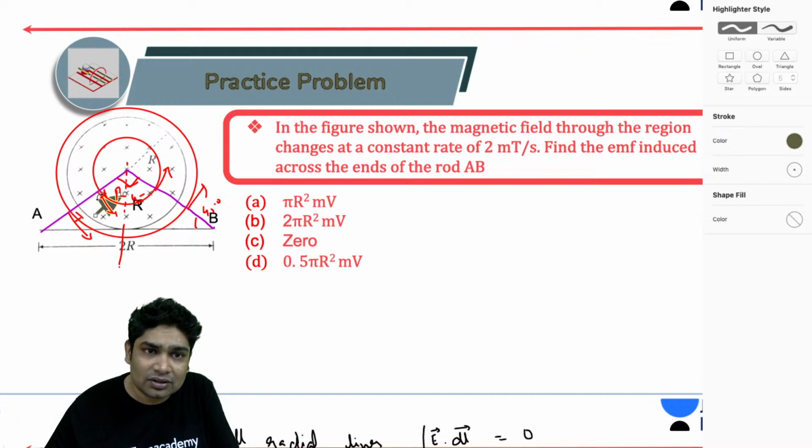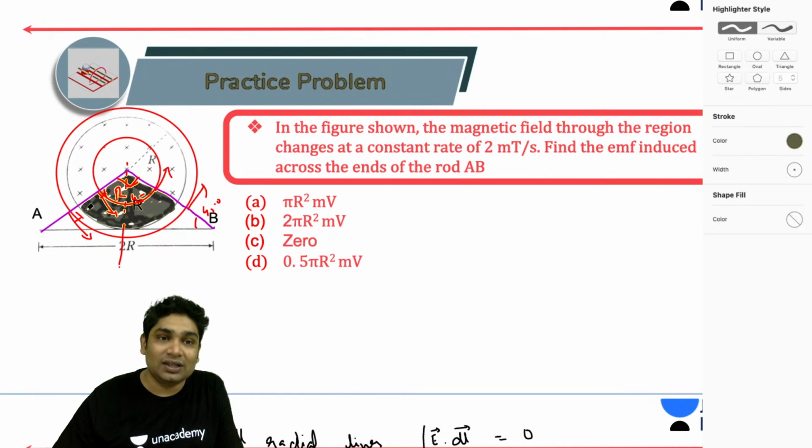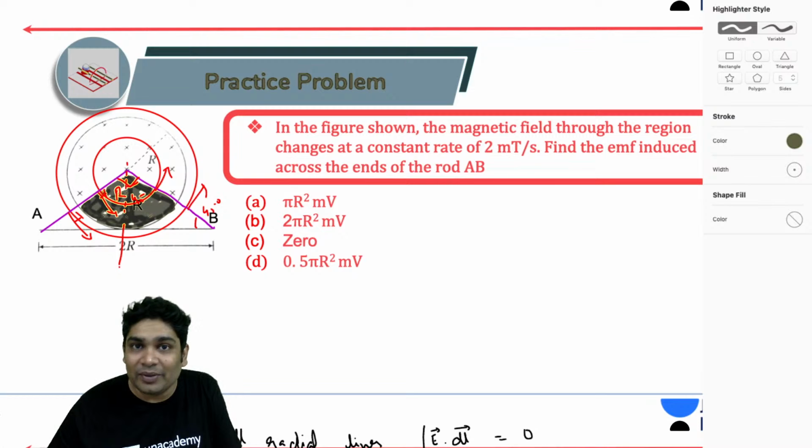And I use the highlighter. This is the region of magnetic field that lies inside my triangle. So I hope you can see that. What is this? This is the quarter circle. So all the magnetic flux that is changing would be the same as the change in magnetic flux through this quarter circle. And that would be easy to calculate.